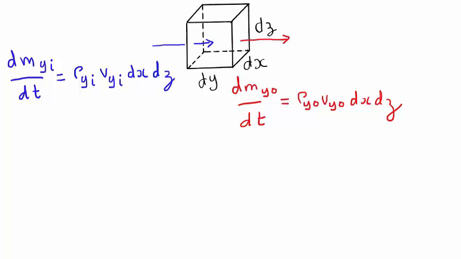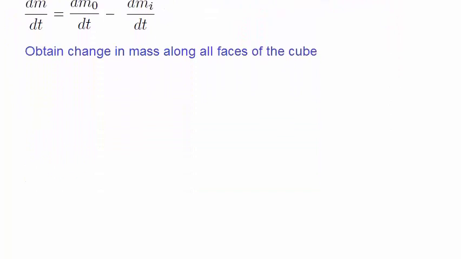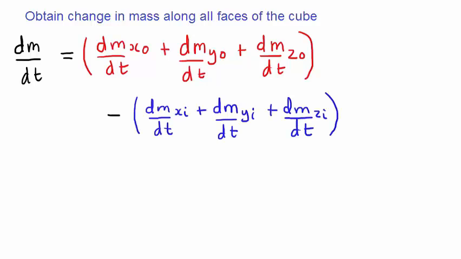The total mass flow into the cube, dm dt, is the total mass flow out of the cube minus the total mass flow into the cube. That means we have to write similar expressions as this particular case, but for all the faces of the cube. There will be three faces in which the fluid flows in, and three faces through which the fluid flows out. Mathematically, the total mass flow rate through the cube is the mass flow rates out through the x, y, and z axes minus the mass flow rates in along the x, y, and z axes.